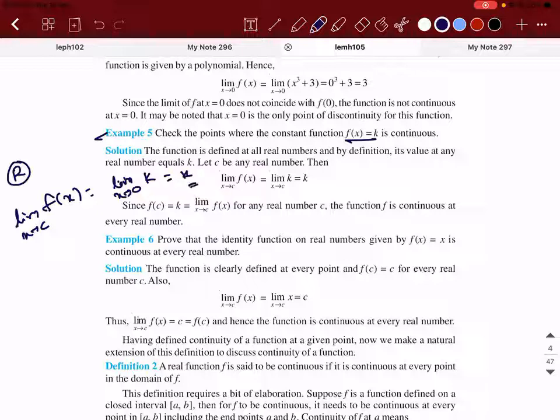What is f of c? That is also k, because it's a constant function. Whether you substitute c1, c2, c3, anything you are going to substitute, the value is the same. So you take any point c in the real number system, it is going to be continuous from all the directions. That is the meaning of it. Is that clear?